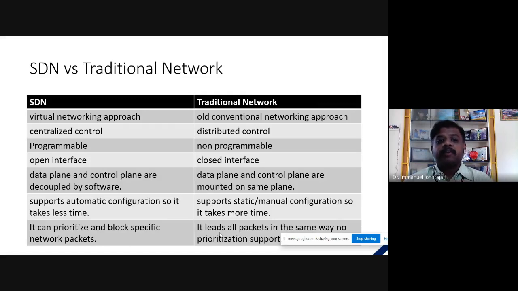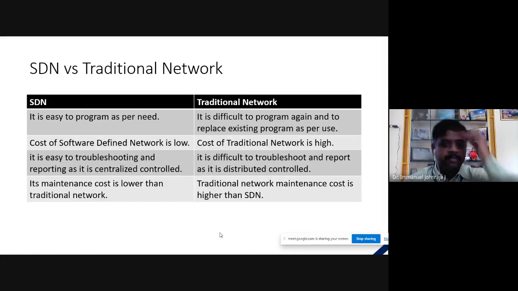Supports automatic configuration, as I mentioned in one of the slides, but the traditional network needs some manual configuration. SDN can prioritize or block specific network packets, but in the traditional network all the packets are handled the same way. If you have to do something, you should go for policy based routing, which is supported only by BGP. It's easy to program as you need in SDN, but it is difficult in the traditional network because you have to update your software, replace the existing one with the updated one. Patching has to be done. That is in the traditional network.